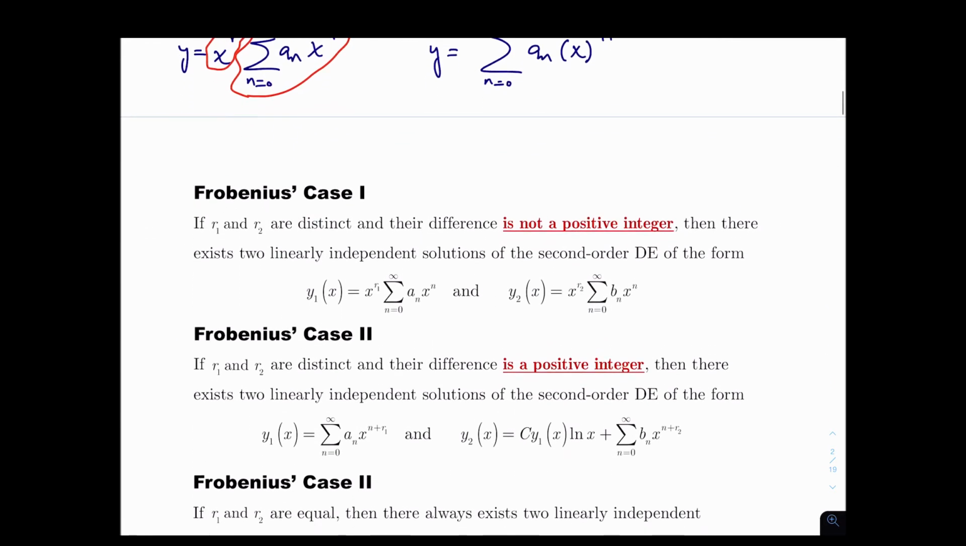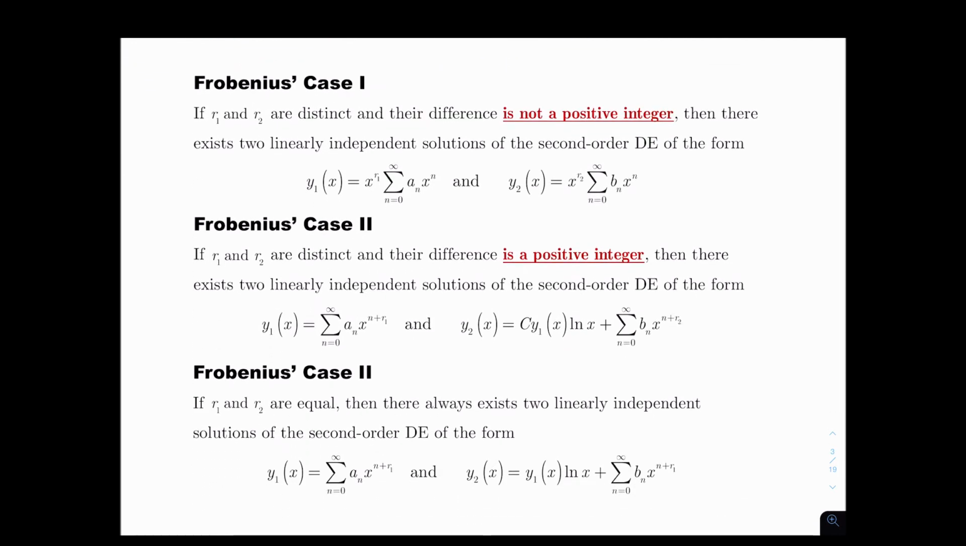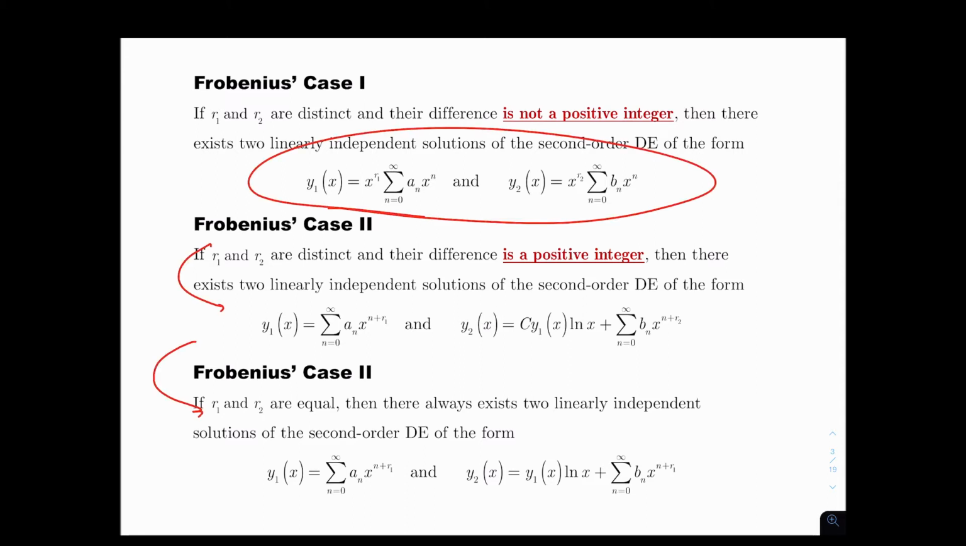Now, the scenario breaks into three cases. When you actually find your r's, let's say we're looking at a second order, there could be three scenarios: the difference is not a positive integer, the difference is a positive integer, or they're equal. Now, the other two cases are redundant from the first case. You just add an ln here and there. So that's just instructional and cookbook. If you basically know how to do the first case, the other two are just subsequents of that.